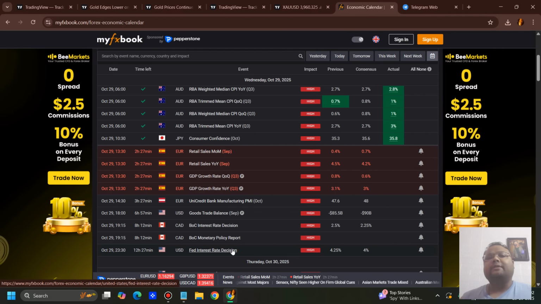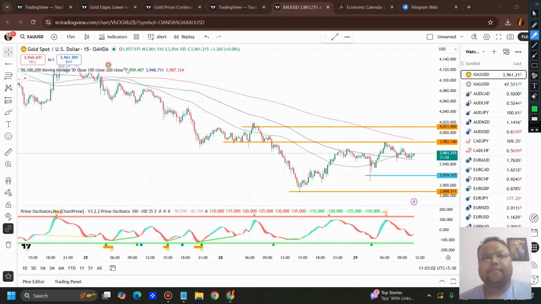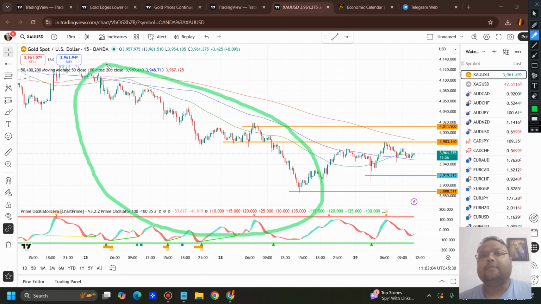Before a major event like the Fed interest rate decision, we usually see silence in the market. It's like silence before the storm. Moreover, the market was extremely volatile yesterday. This is how volatility works: the market always moves from high volatility to lower volatility, and from lower volatility to higher volatility. So the low volatility we see right now is because the market was very volatile yesterday, and also because of the Fed interest rate decision.